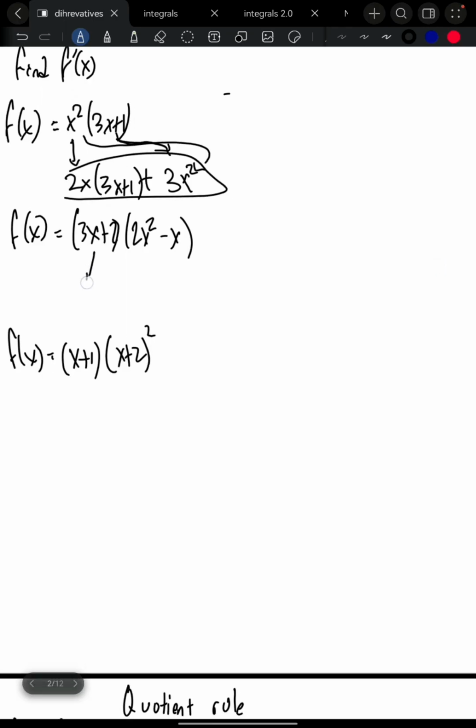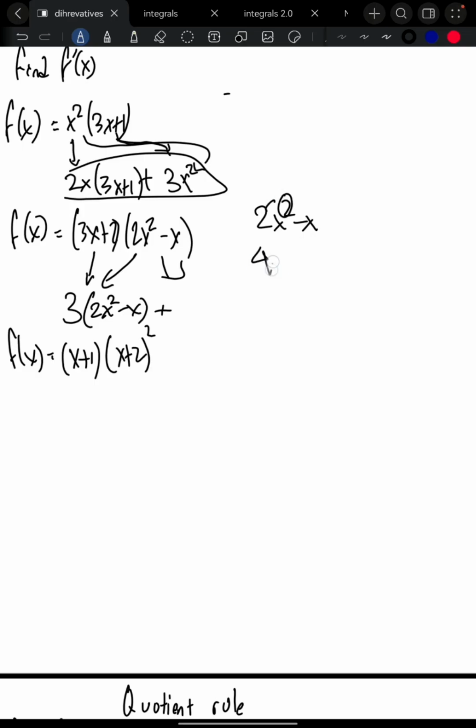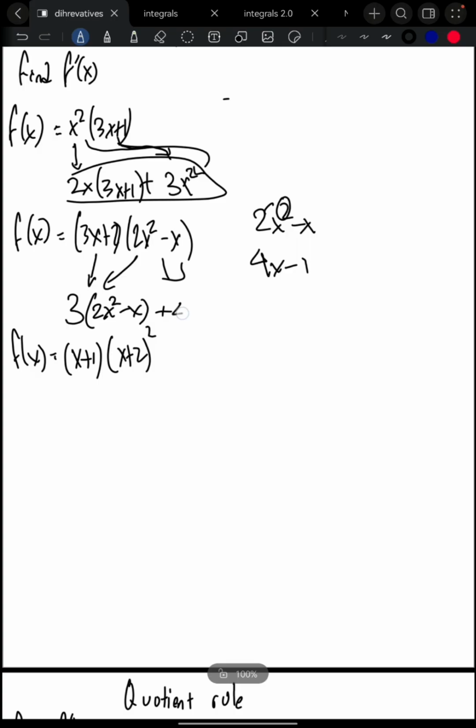Same thing here. The derivative of this is just 3, because it's 3x plus 2, and then you multiply by this. Plus the derivative of this. What's the derivative of 2x squared minus x? Bring the power down, that's just 4x. The derivative of minus x is just minus 1. So this is just 4x minus 1. Put a bracket because you have to multiply the whole thing here.